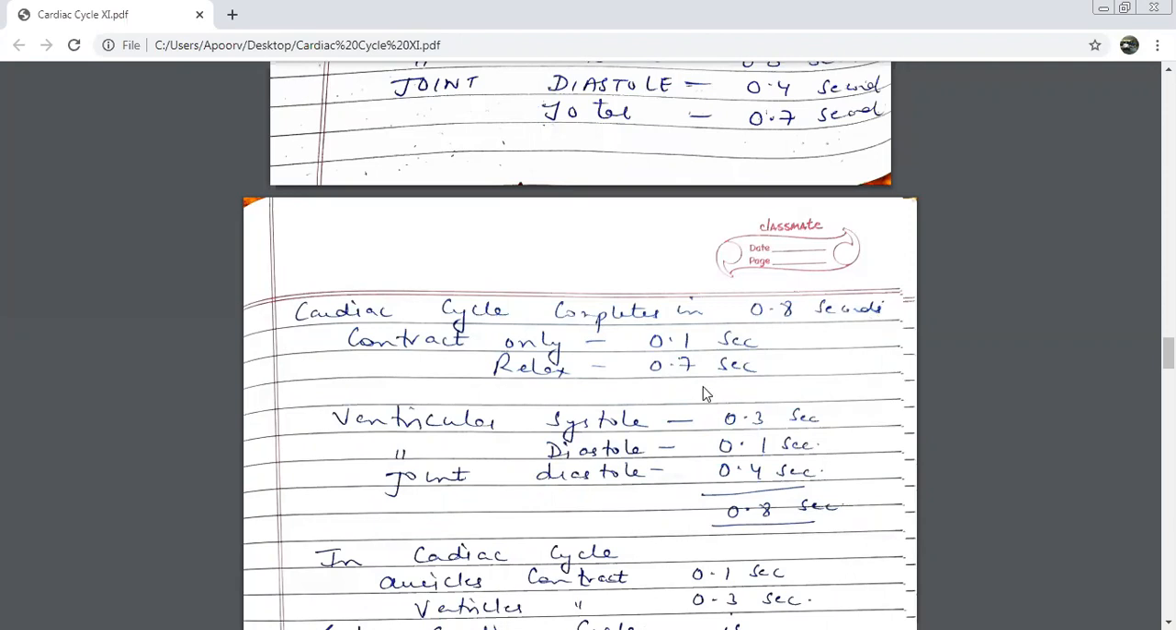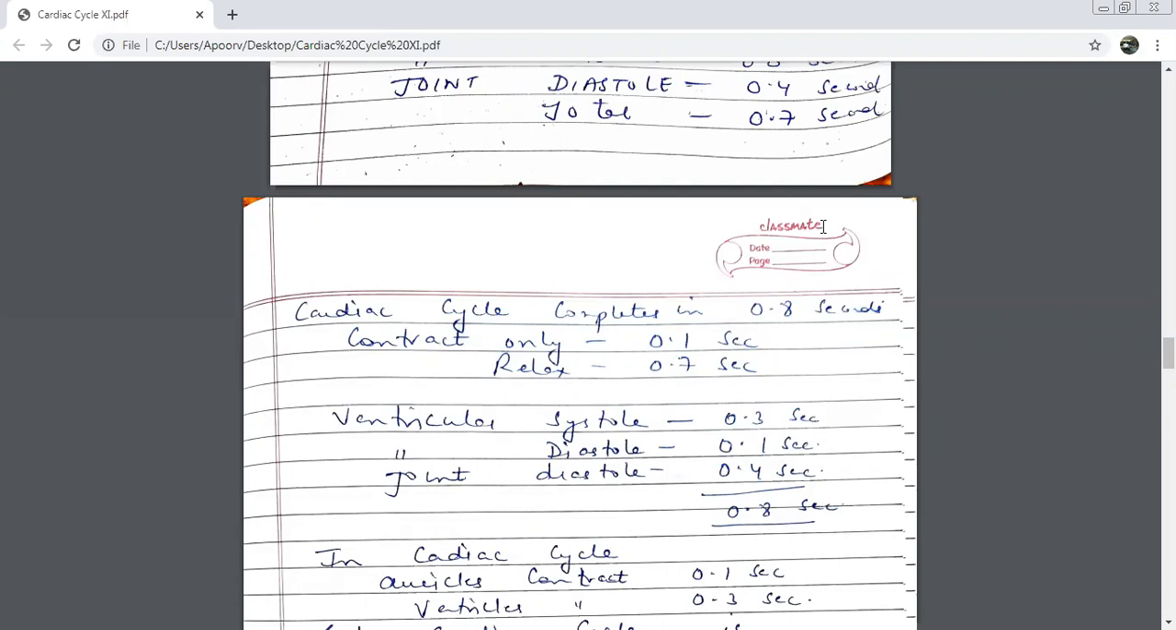The relaxing phase is how many seconds? 0.7 seconds. And the contraction stage is only how many seconds? 0.1 second. So your entire cardiac cycle is completed in how many seconds? 0.8 seconds. चलिए, let us go and ये देखते हैं कि ventricles कितना काम करते हैं. Auricles तो बहुत ही कम काम करते हैं. They are only working for 0.1 and relaxing for 0.7.